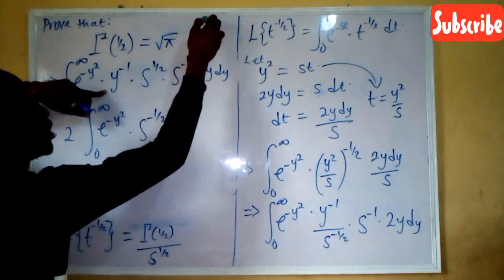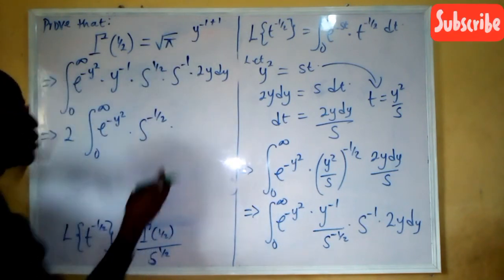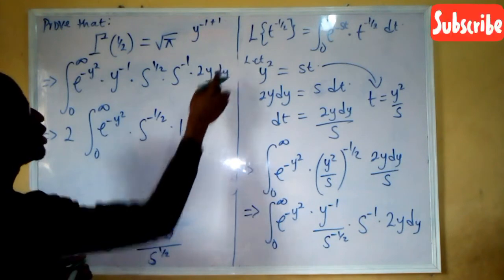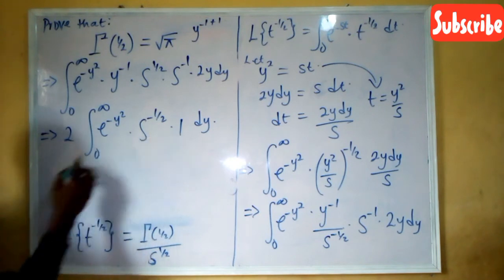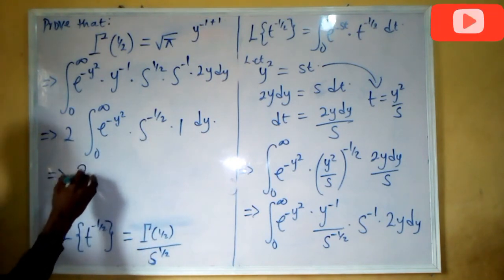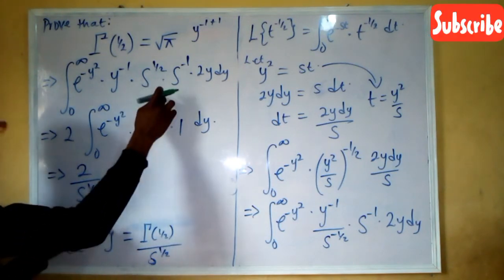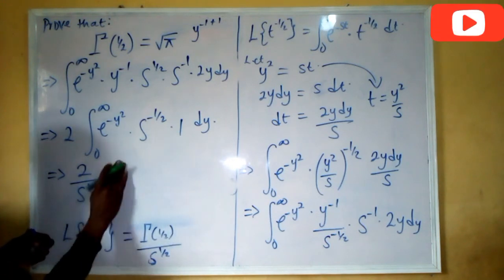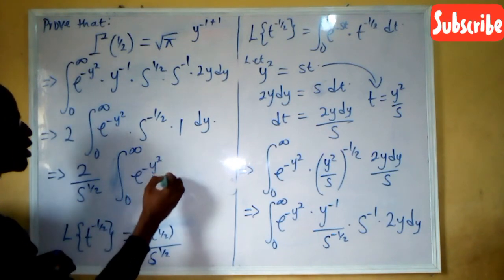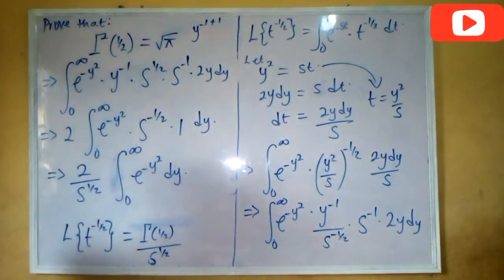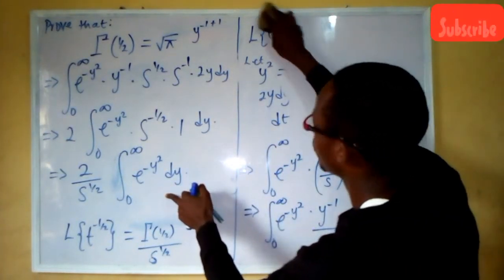And this gives us y and y raised to the power minus 1, so that gives us y raised to the power minus 1 plus 1, and that gives us 0. So meaning y raised to the power 0 is going to give us 1. So y disappears. So we have 1 then dy. So from there, I can actually bring this out. It means 2 all over s raised to the power half times the integral from 0 to infinity of e raised to the power minus y squared dy. This is what I have now. So I have actually simplified up to this level.